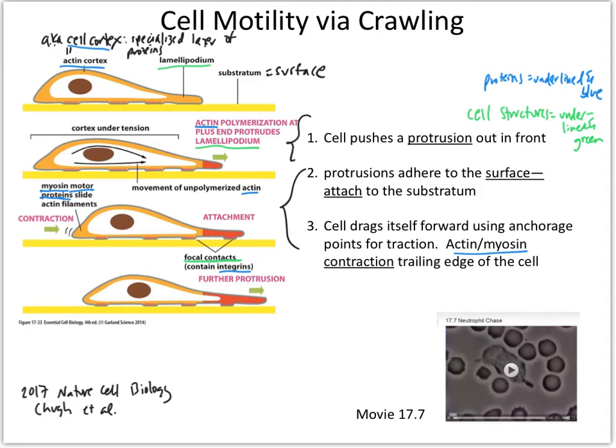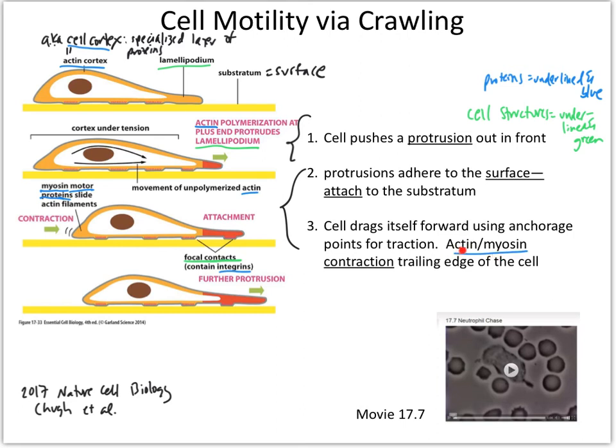So in step 2, the protrusions will adhere to the surface, and so here's some attachment points here. They're called focal contacts, and those focal contacts are made up of many proteins, including integrins. And so integrins, that's shown in blue, those are a transmembrane protein, and we're going to hear more about those later. So this is where adhesion takes place, and then once that adhesion takes place, then the cell will drag itself forward due to this tension and kind of gets up going some momentum and then gets some traction.